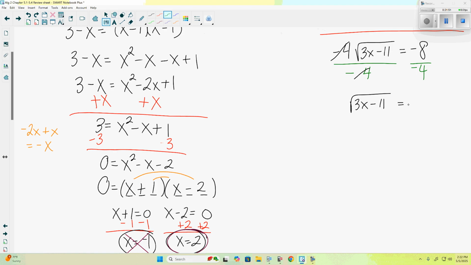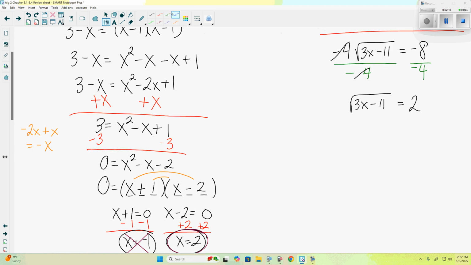And as we've seen so far, an even root cannot equal a negative number, yes? On the other side, negative 8 divided by negative 4 is? Okay, this will work fine because it's now equal to a positive. The previous one didn't work because once we got the radical by itself, it was still equal to a negative.